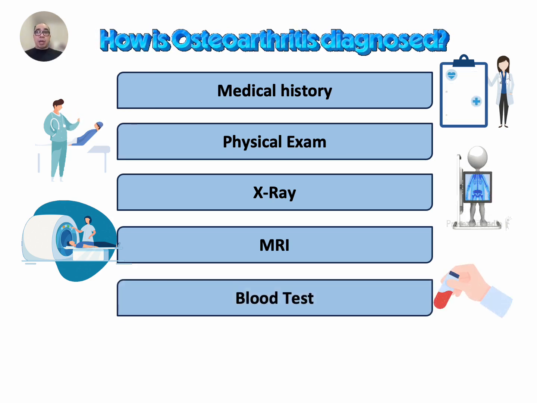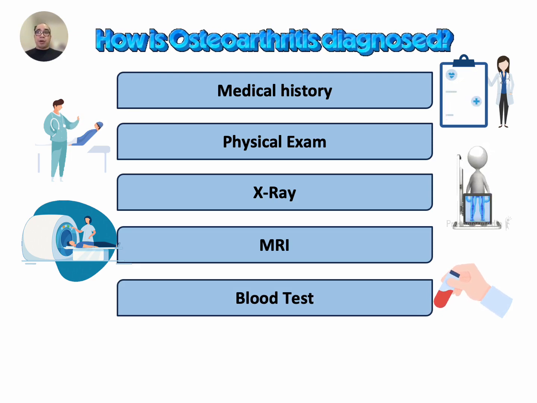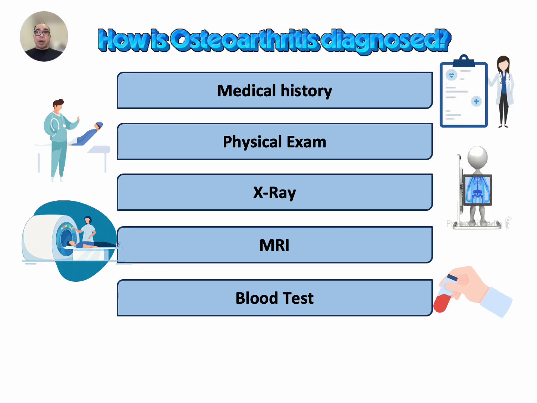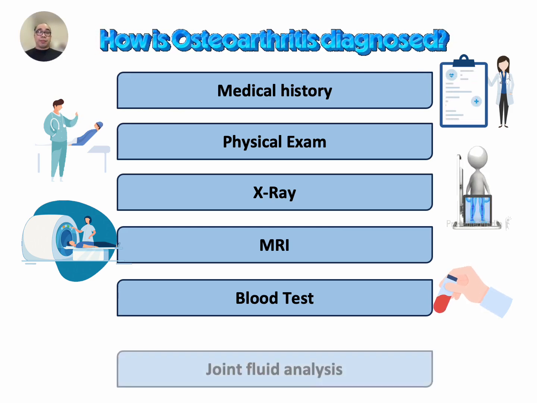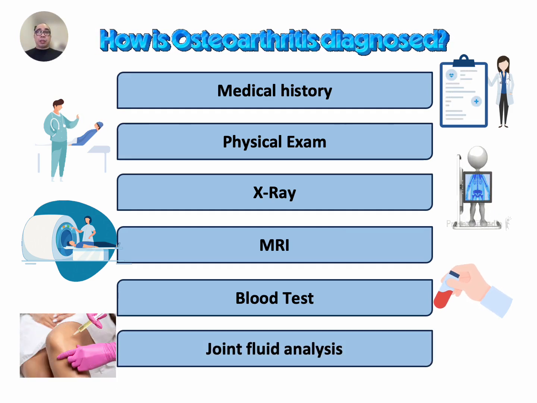Having blood tests to rule out other causes for symptoms. There is no specific blood test that can diagnose osteoarthritis. However, your doctor may order them to rule out other causes of joint pain and inflammation, such as rheumatoid arthritis or gout. Taking joint fluid samples is also needed.